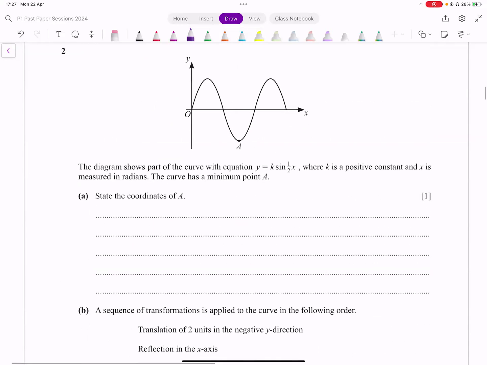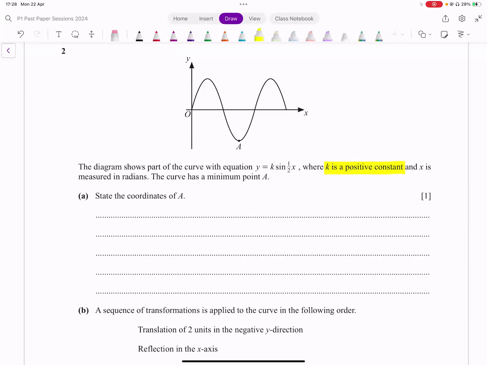So the first one was pretty straightforward. As long as you know how to work with infinity, that's all that you've got to do there. Okay. All right. Question number 2. Let's have a look at this. It says the diagram shows part of the curve with the equation y equals k into sine of half x, where k is a positive constant. Now keep that in mind. K is a positive constant, and x is measured in radians.